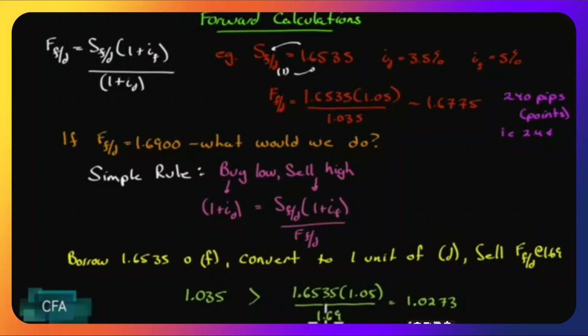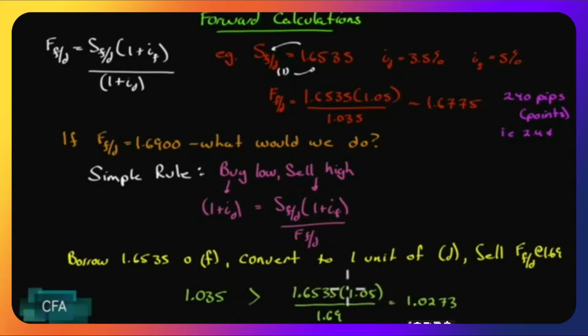So the 1.69 may be the wrong price, but what will happen is arbitrage opportunities will step in until the spot rate changes. All of the selling of one currency and the buying of the other will change the spot rate until 1.69 is the right price and that opportunity disappears.